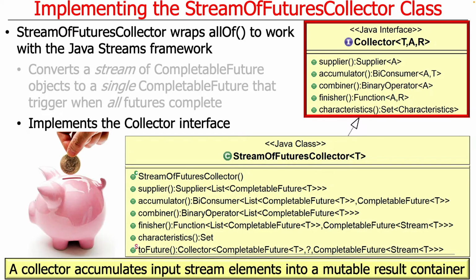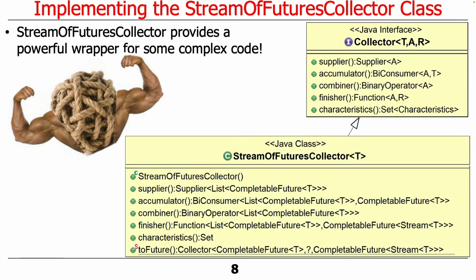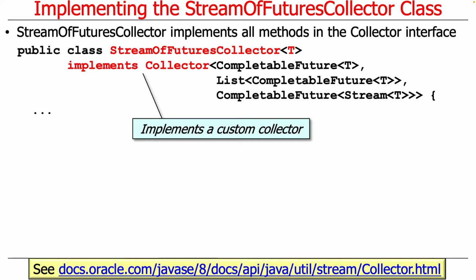Remember what a collector does. It accumulates the elements in the stream and puts them into something called a mutable result container. And that mutable result container can be defined using these various factory methods that are part of the Collector interface. So it provides a nice, powerful wrapper for some otherwise complex code. The visual metaphor here is the Gordian knot, which is complexity, and we've made it more powerful. I'm not really sure if that's the right metaphor, but it was fun doing the Photoshop for that. So let's take a look at the implementation of StreamOfFuturesCollector.